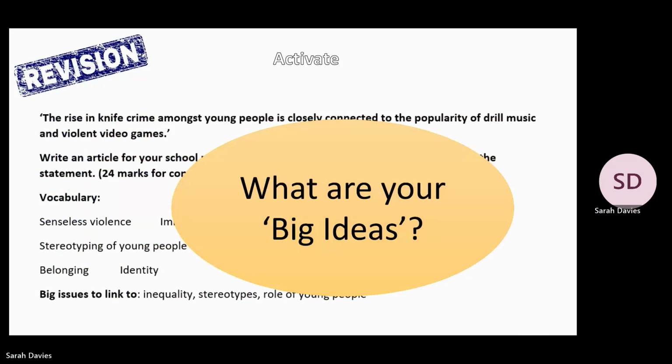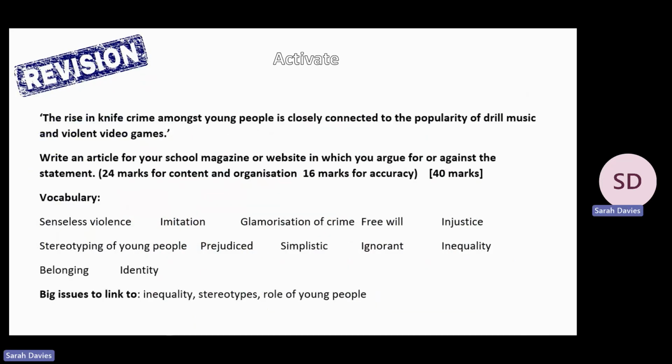Take, for example, let's have a look at this one in here: the rise of knife crime amongst young people, closely connected to the popularity of drill music and violent video games. In this circumstance, you're being asked to write an article for your school magazine or website in which you argue for or against the statement. And what you'll see is the first thing that we do is go, okay, what language can we use? Senseless violence, imitation, glamorization of crime, free will, injustice, stereotyping, prejudice, getting all of those words down. So you're actually enhancing that sophisticated vocabulary as well. And then your big ideas will be linked to that vocabulary. You'll be able to pick it all up in there, and you'll be able to develop them further.